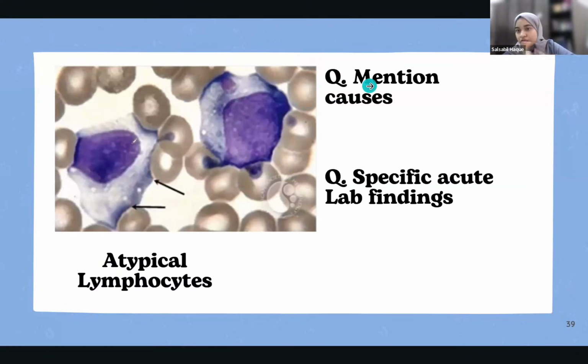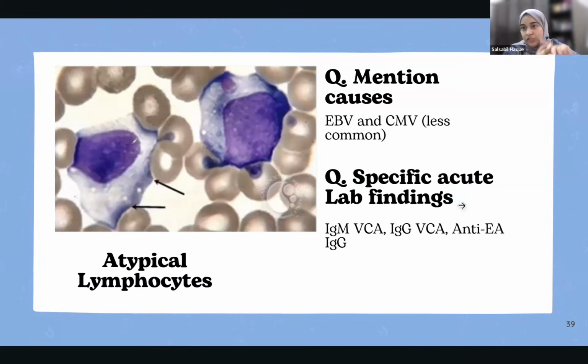So mention causes, as you mentioned correctly, EBV. Less commonly, it can also be caused by CMV, but EBV is the most common cause. So with EBV, what are the specific acute lab findings? What tests will you do and what are the acute findings? The acute findings are IgM viral capsid antigen, IgG viral capsid antigen, and anti-early antigen IgG. So these three are very important to know.